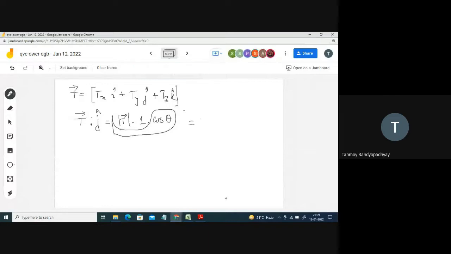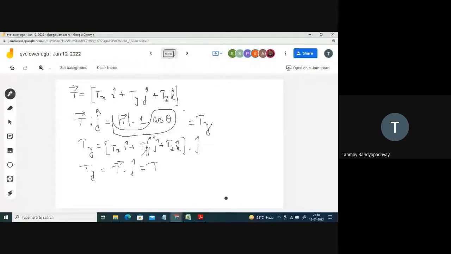So that should be equal to ty, so this is the projection in the y direction, so what is ty? তাহলে ty টা পেতে গেলে I have to do tx i cap plus ty j cap plus tz k cap dot j cap, তাহলে কি হবে? Only this term you will be getting. So if you could directly do, ty that is equal to vector t into j cap, you will be getting only এই ভ্যালুটা যেটা পেয়েছো.